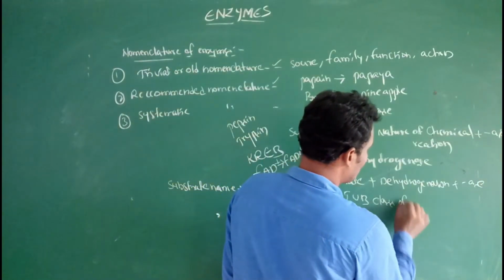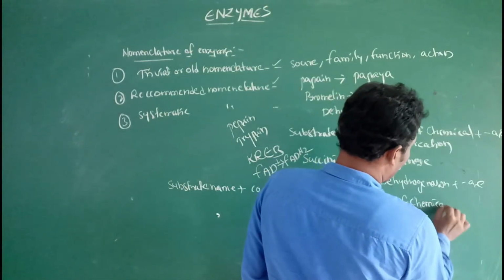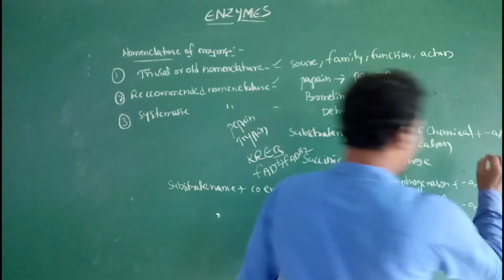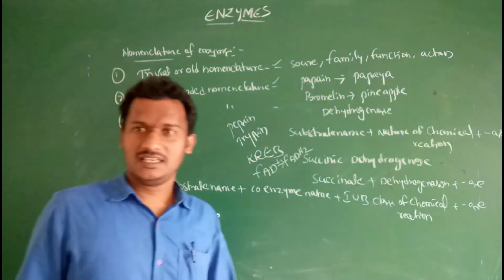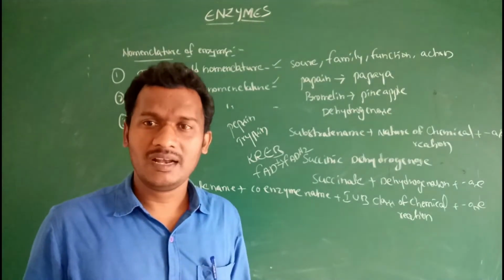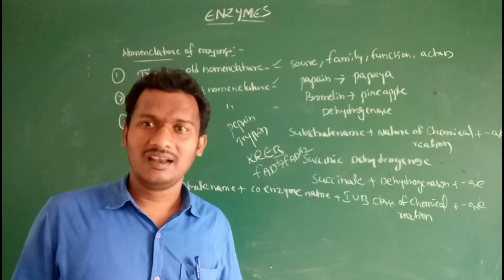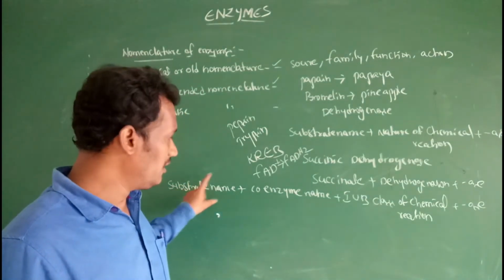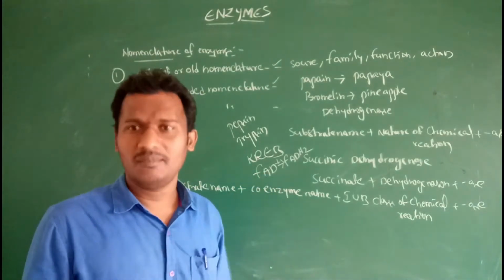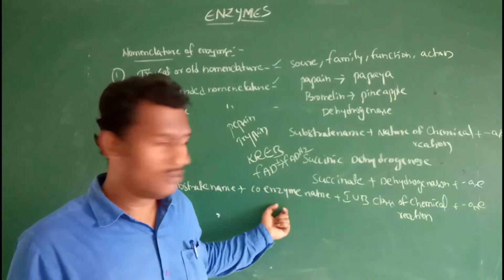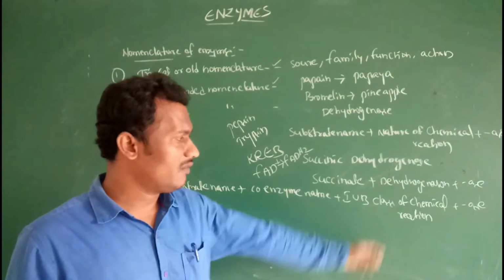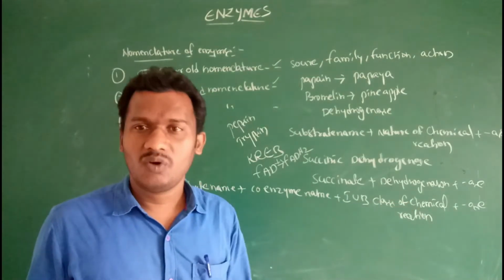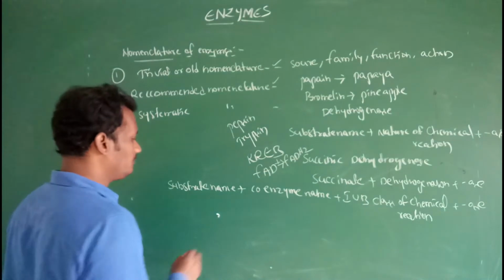Next one, IUB class of chemical reaction. Then the suffix word. So systematic nomenclature is a modern type of nomenclature. According to this nomenclature, each enzyme name has the substrate name. Next one, coenzyme name, the cofactor, non-protein part. Next one, IUB class of a chemical reaction, the type of chemical reaction. Then the suffix word.